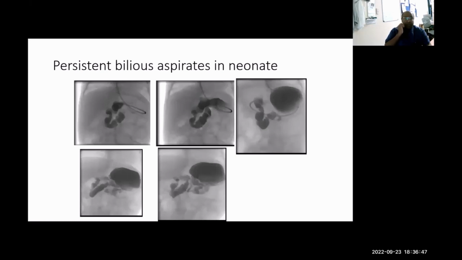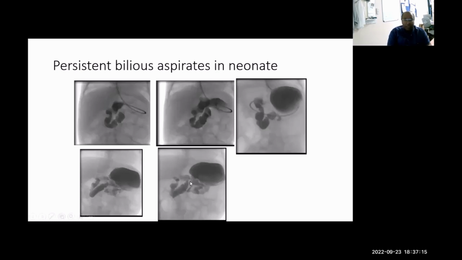So this is another patient with persistent bilious aspirates in the neonate. What is interesting is our observation and experience is whenever you see a fluid-filled duodenum on ultrasound, it's almost always abnormal. Duodenums tend to collapse quickly and contrast or fluid tends to get away quickly. So in this patient, if you look at it, there's a caliber of persistent duodenal opacification with a sort of a rat tail at the very end.